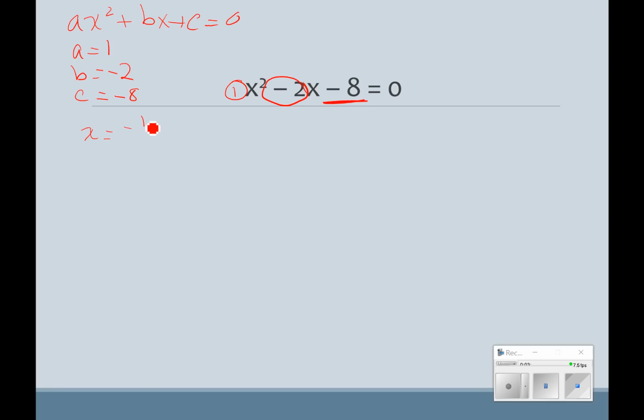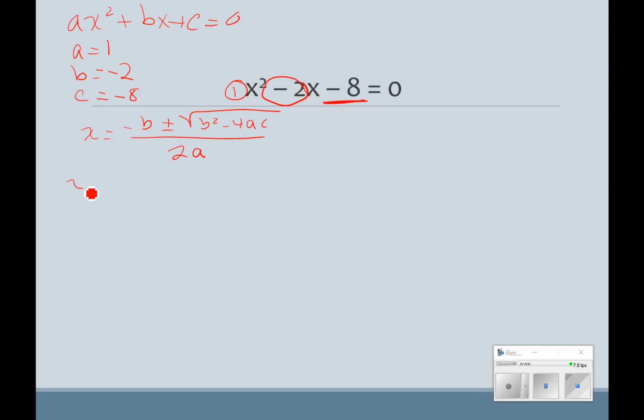X equals negative b plus or minus the square root of b squared minus 4ac. Ooh, bad. Looks bad. So I'm going to start again. X equals negative b plus or minus the square root of b squared minus 4ac all over 2a.